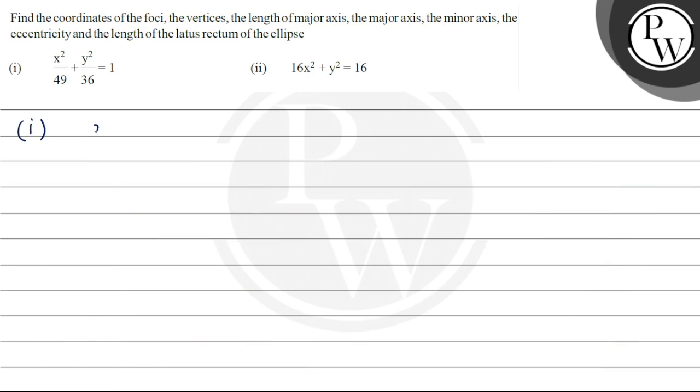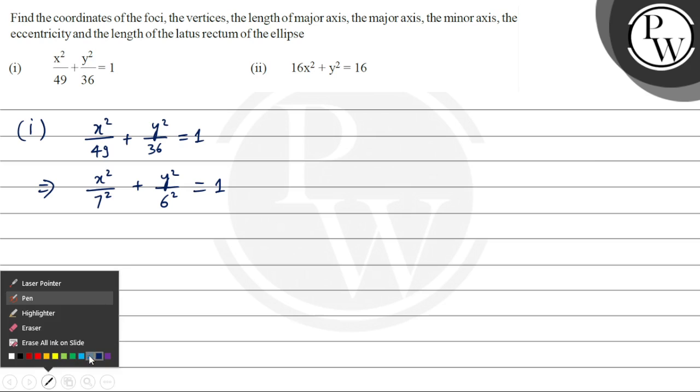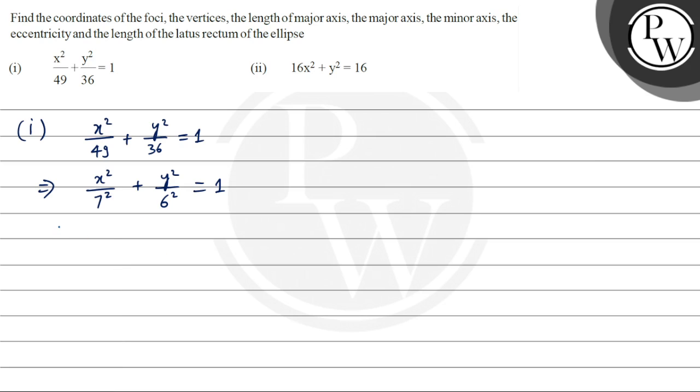for the first exercise we have been given an ellipse x square upon 49 plus y square upon 36 equals to 1. Now this can be written as x square upon 7 square plus y square upon 6 square equals to 1, right? Because 7 square is 49 and 6 square is 36. So clearly we can observe that A is equals to 7, B is equals to 6, and A is greater than B, both of them being greater than 0. So we can say that this is a horizontal ellipse, right?